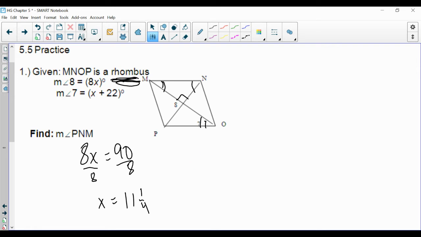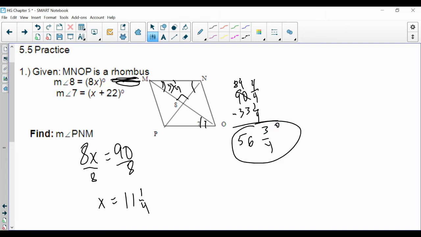So we'll say that this guy is 33 and 1/4. So then if we do a little bit of math, really it ends up being 90 minus 33 and 1/4. So 4/4, that's 3/4, and 56 and 3/4 degrees. Hopefully.